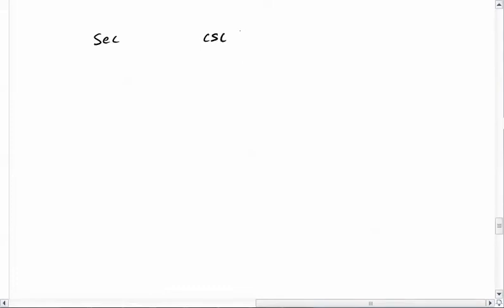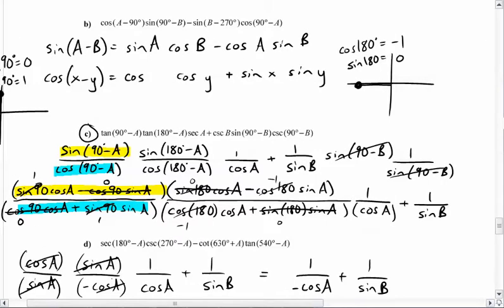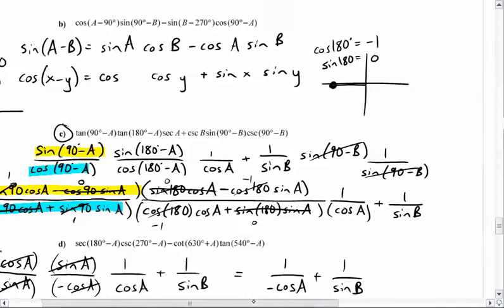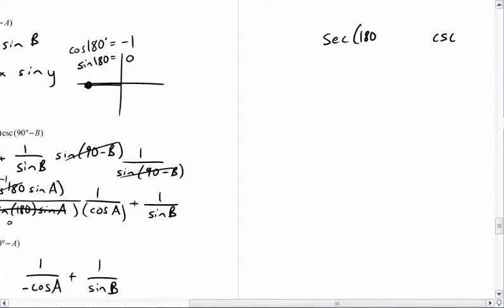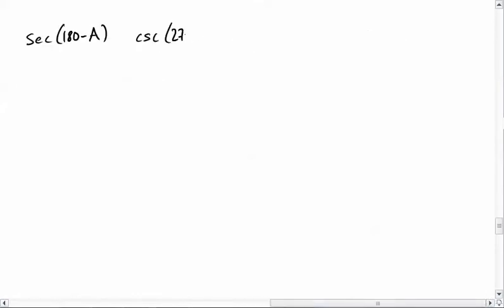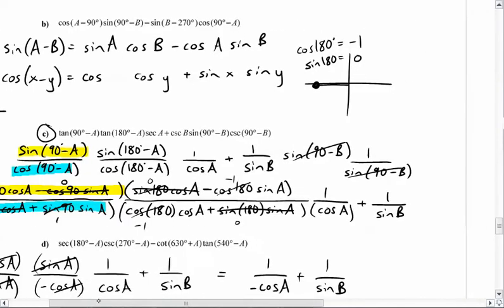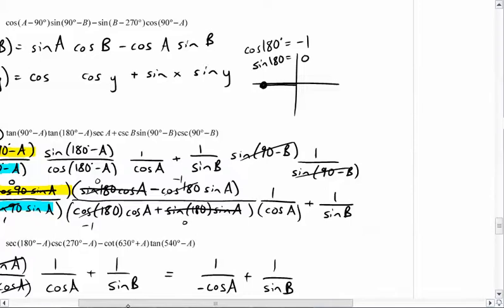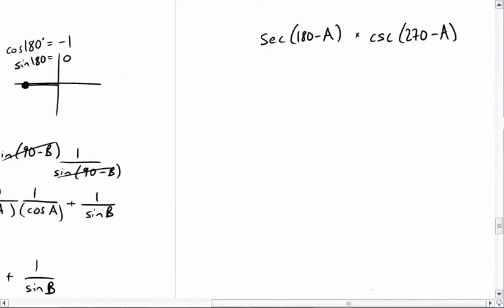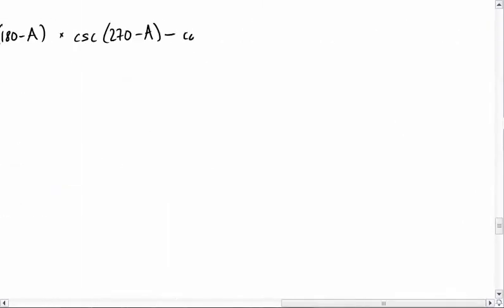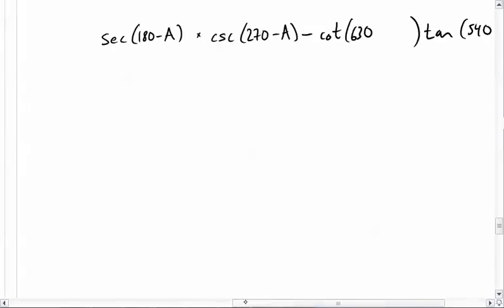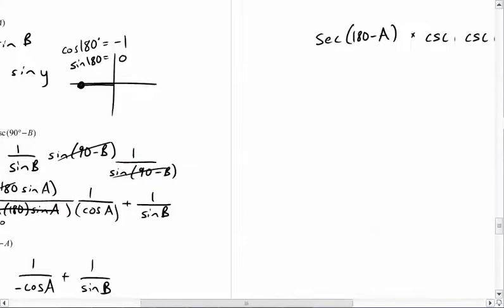Secant and cosecant. Now 180 minus A, 270 minus A. And then I have minus cotangent tan 630, 540. Minus cotangent tan 630, 540. Plus A, minus A.